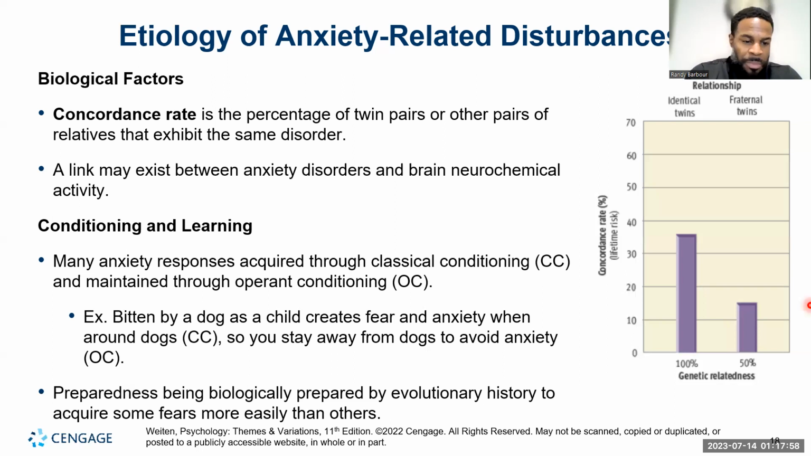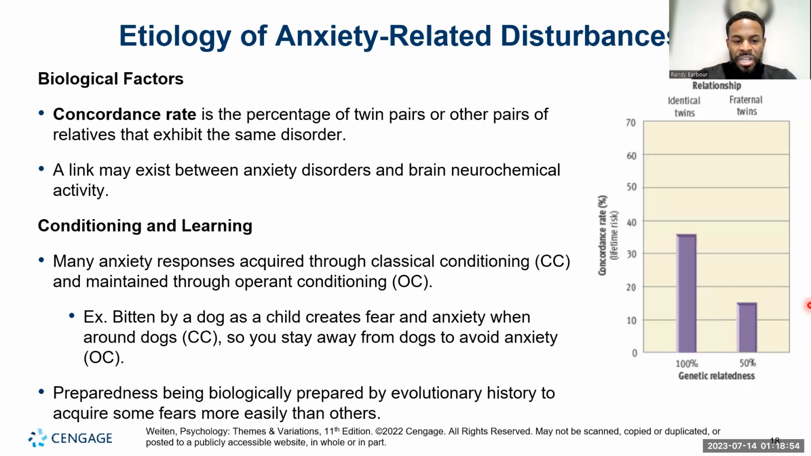Here's another example. Being bitten by a dog as a child creates fear and anxiety around dogs, which is classical conditioning. So you stay away from dogs to avoid anxiety, right? The classical conditioning is you being bitten by the dog, and that creates the fear. And then there's operant conditioning. You're reinforced to stay away from the dog, because you are avoiding the anxiety. So the operant conditioning is maintaining the fear response, right? The anxiety is acquired through classical conditioning and maintained through operant conditioning. You have fear created through an association, and then you stay away from it, and staying away from it just prolongs the anxiety that you experience.